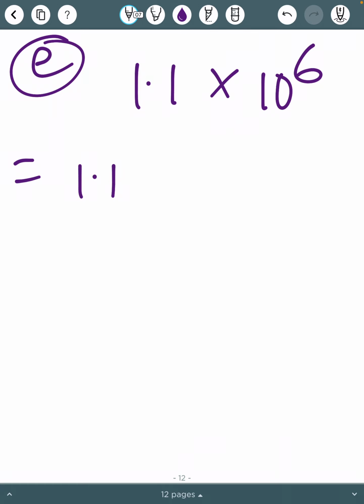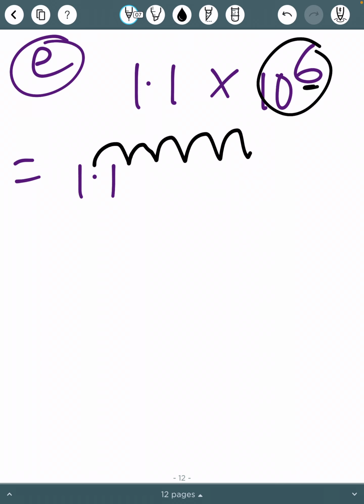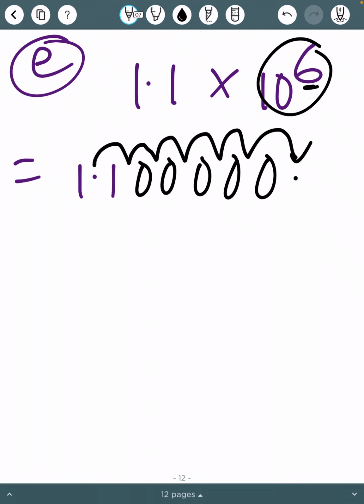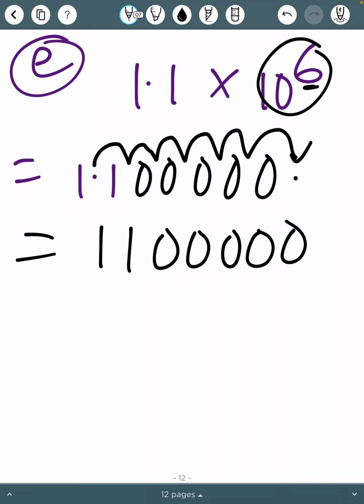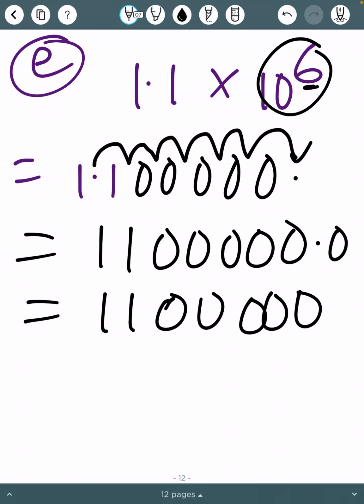Next question says I should change 1.1 times 10 raised to power 6 to ordinary form. All I need to do is write my 1.1. 10 raised to power 6, this is a positive power, so I move the decimal forward 6 times. 1, 2, 3, 4, 5, 6. I'll fill the spaces with 0s. So my answer is 1,100,000. The point is not here again. It has moved there. But I can write it if I like, or leave it if I like. So this is my answer.